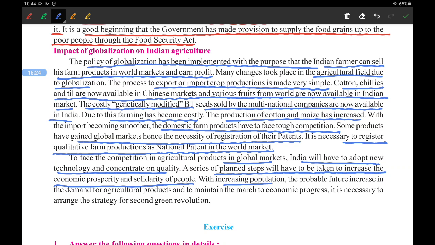With the increase in population, the probable future increase in the demand for agriculture products, and maintaining the march to economic progress, if we want to progress economically, we need to be very systematic in whatever we do. It is necessary to arrange the strategy of the second green revolution, and we need to plan ultimately for the second green revolution.